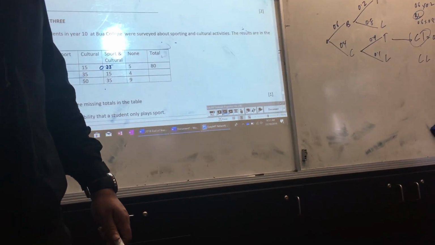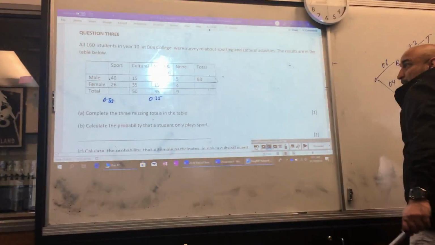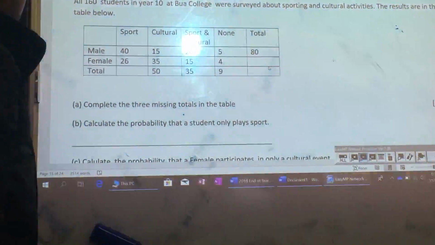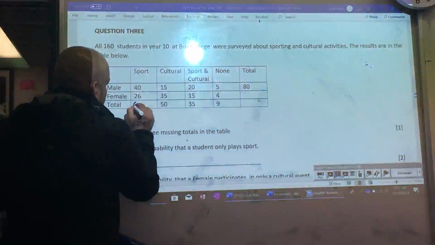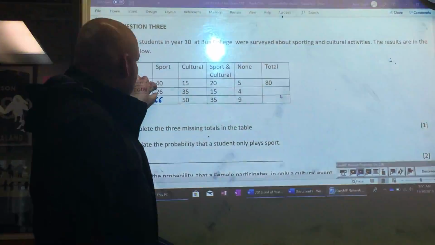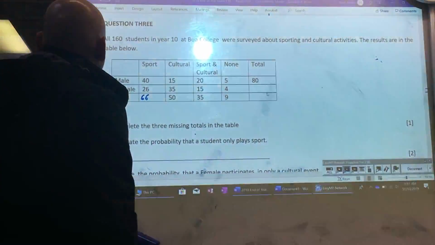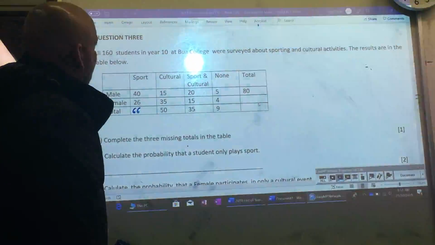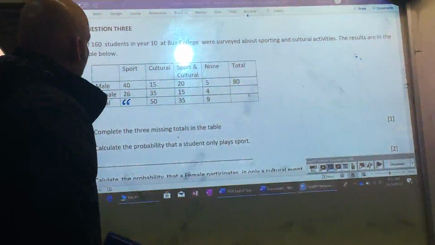And this is common. Please, you should know how to fill in this table. So this is 40 male, 26, so total will be 66. Getting the total of this one here could get me the total of 26, 35, 15, and 4. It says all 160 students in year 10 at Bua College were surveyed about sporting and cultural activities. The results are in the table below.